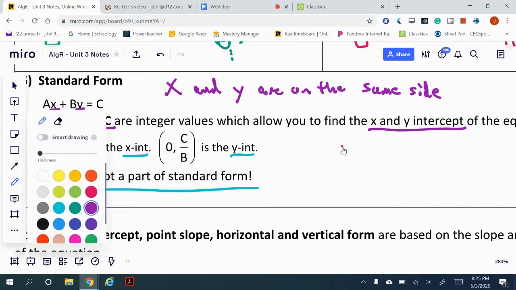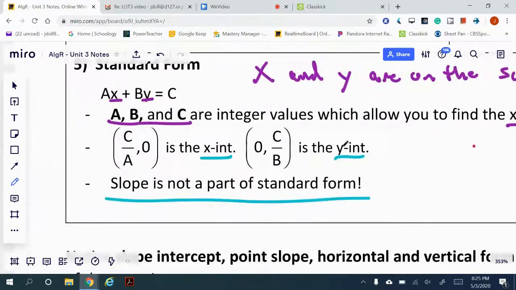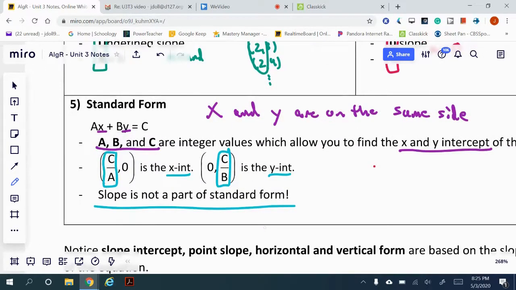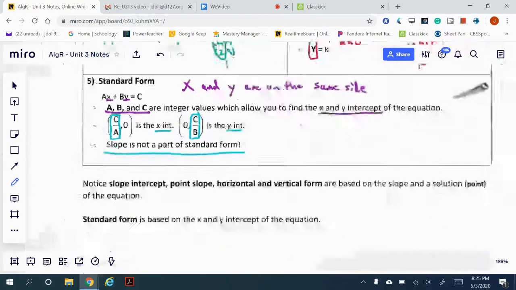The key is our formula, guys: c over a comma 0 gives us the x-intercept. So if I know what c is and I know what a is, I can divide c over a to get the x-coordinate of the x-intercept. And 0 comma c over b will give me the value of the y-intercept there. Again, this will make a little more sense when Mrs. Custodio works with some of these things in the next example, and we start actually using these formulas to graph in the 4b notes.